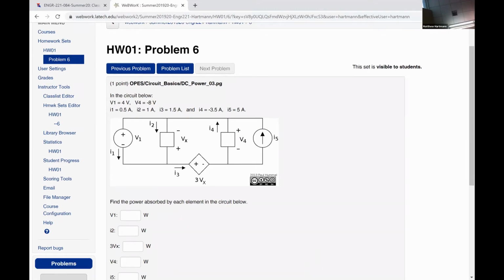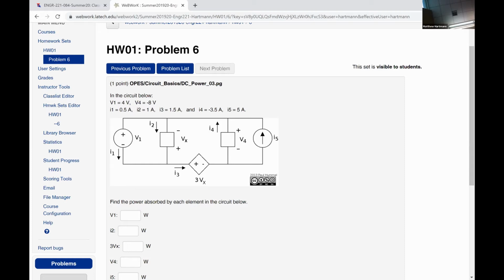Okay, so the box to the left of I5, which has a voltage drop of V4 over it, is in parallel with current source I5, right?